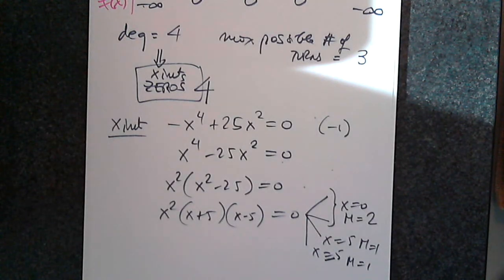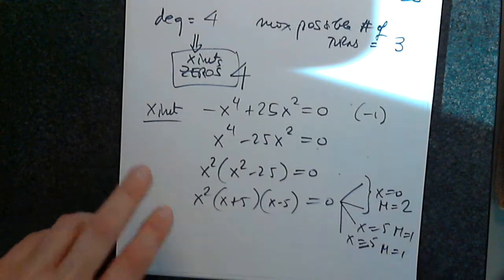Only the odd multiplicity is a cross. The even multiplicity is always a turn. But it depends: if it's 1 solution, it crosses straight. If it's 3 solutions, it crosses slowly. If it's 5 solutions, even slower. Any questions? Okay, so now we want the y-intercept.